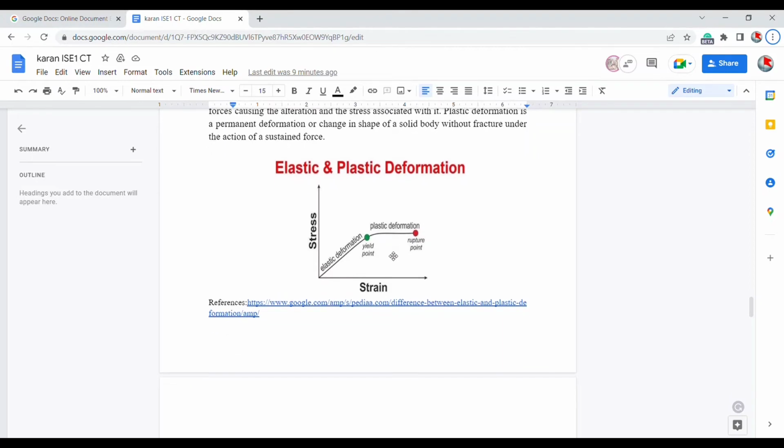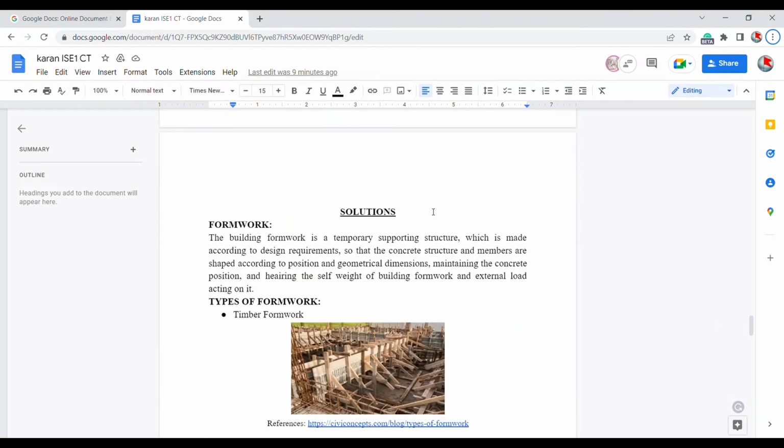Now we are going to find solutions for deformation, so that concrete will not undergo deformation. One type of solution is formwork. What is meant by formwork? The building formwork is a temporary supporting structure made according to design requirements so that the concrete structures and members are shaped according to the position and geometric dimensions, maintaining the concrete position and bearing the self weight of the building form and external load acting on it.